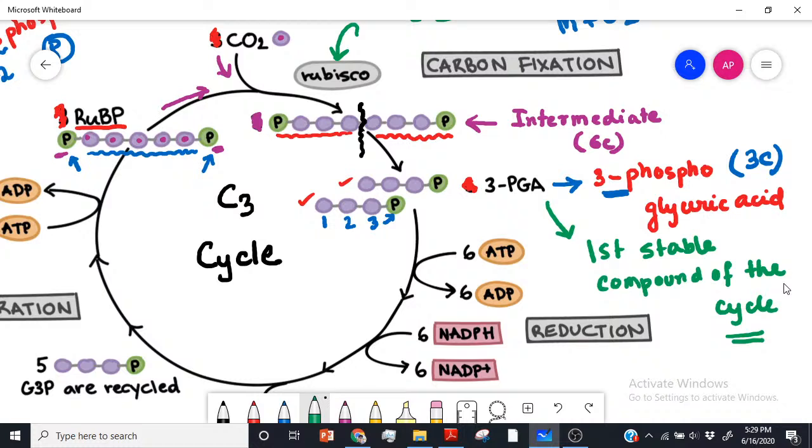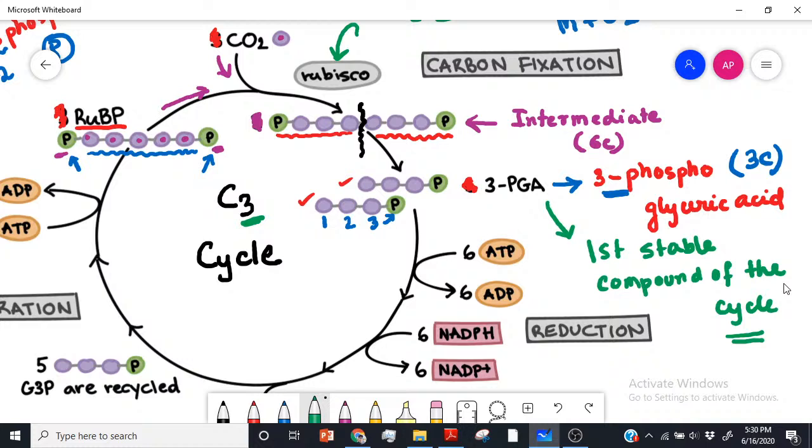Right? Now, what I told you previously, the naming of these cycles are based on the first stable product of this cycle. And since the first stable compound of this cycle is a 3 carbon containing compound, the name of this cycle has been given as C3 cycle. Now, can you understand the significance of this 3 in C3 cycle? Exactly, that's why it is C3 cycle.